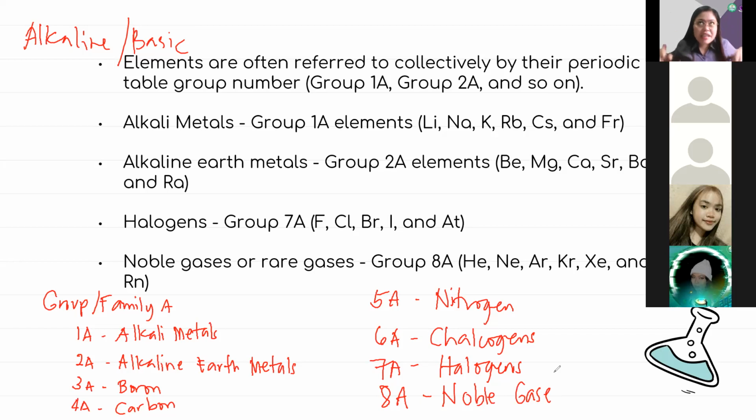Yung family B natin na nasa gitna, we collectively call them as our transition metals. Transition metals yan sila. They are all metals. But yung nasa baba, metals pa rin, yung ganito sa baba, class, the actinide and the lanthanide series, they are all metals gihapon.